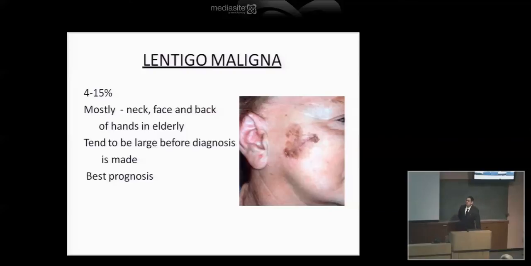Lentigo maligna melanoma comprises about 4 to 15%, mostly seen on the neck, face, and back of the hands, mostly in the elderly. They tend to be large, about 3 to 5 centimeters in diameter, before a diagnosis is made. These lesions also have a very early radial phase, and they usually tend not to grow deeper, and they actually have the best prognosis. For the PGY5, this particular picture is important because head and neck and face melanomas are a board question, especially with regards to sentinel lymph node biopsy and lymph nodal distribution. I'll be coming up with a clinical scenario about that towards the end of this talk.